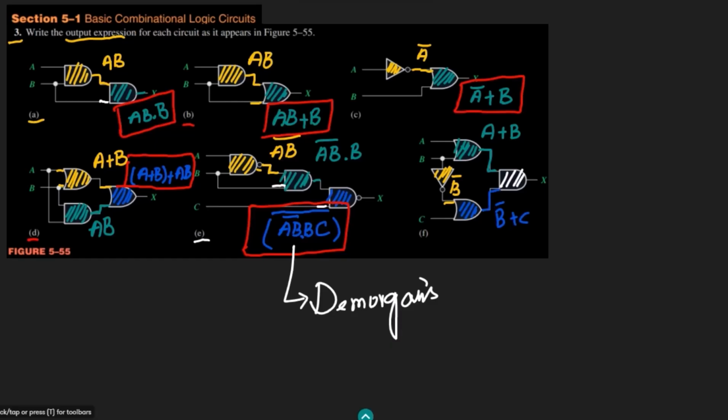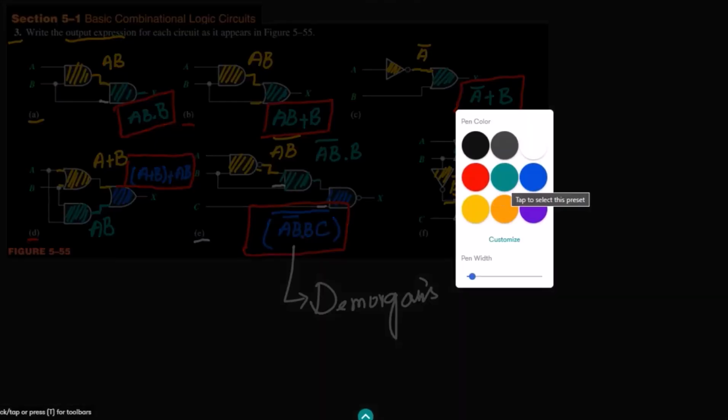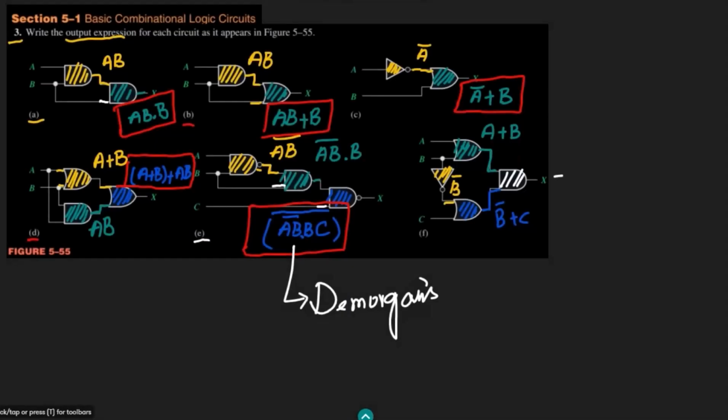Now after it, what would happen at this gate? As this is the AND gate, both of these inputs will be multiplied together and the output of it will be A plus B multiplied with B complement plus C. So that is the answer of this part, which is part F here.